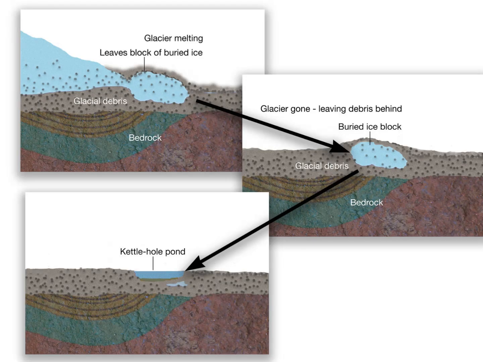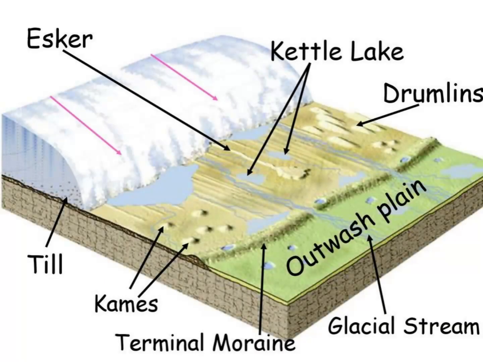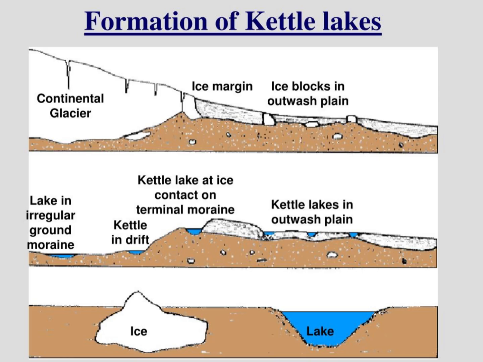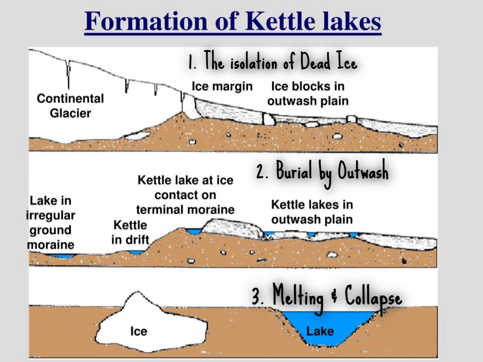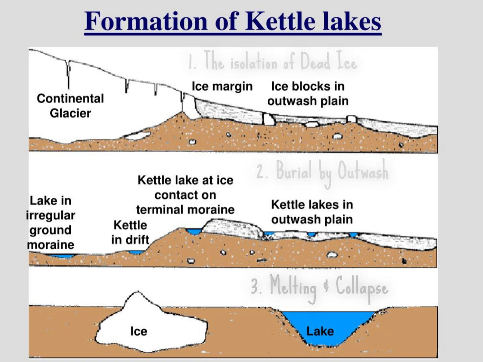Now we go deeper into the formation process of kettles, the melting ice block. Kettle lakes are a direct result of the last ice age and the retreat of continental glaciers. This formation process goes in 3 steps, the 3-step formation. 1. The isolation of dead ice. 2. Burial by outwash. 3. Melting and collapse.